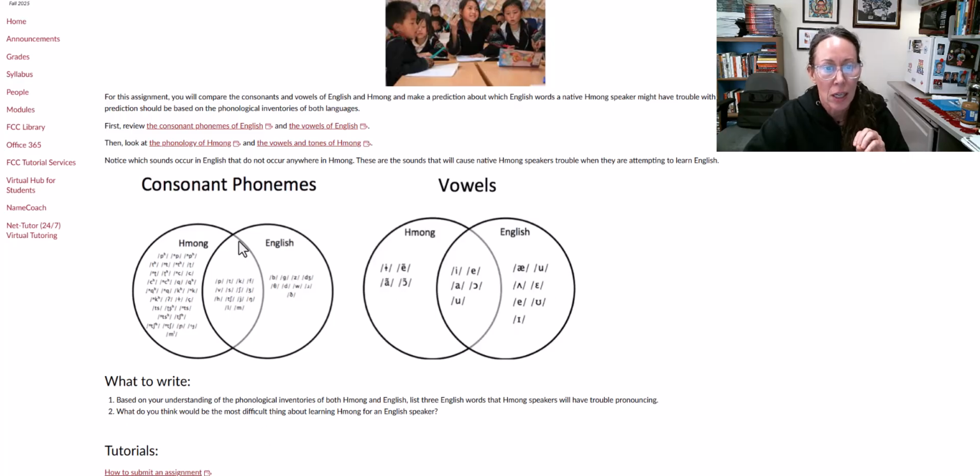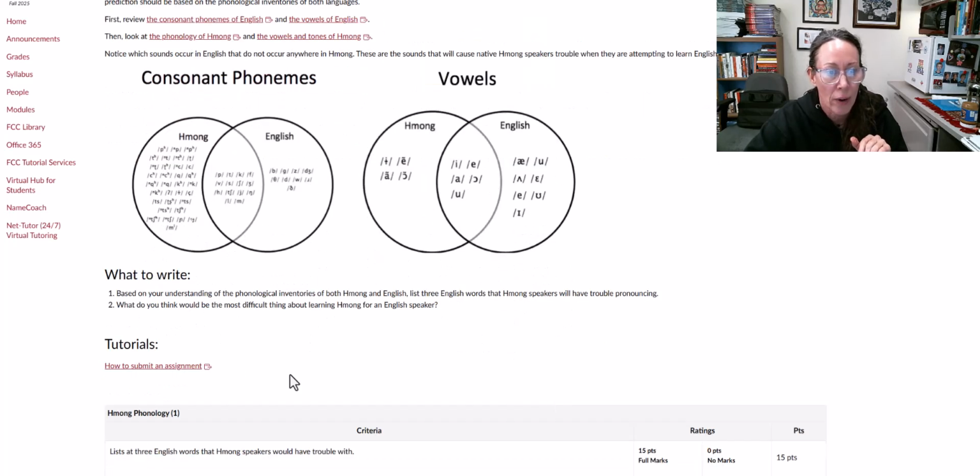So you can see that these sounds over here are the consonants that Hmong has that English does not. And then the consonants that are over here are the sounds that English has that Hmong does not. And then in the middle, these are the consonants that both languages have. Okay, so just a typical Venn diagram.